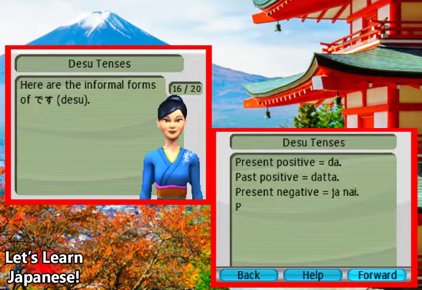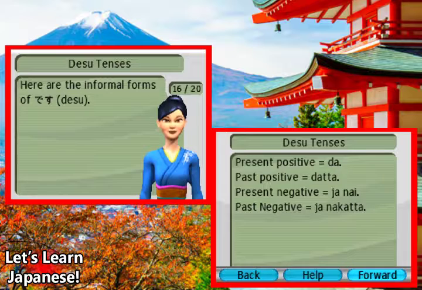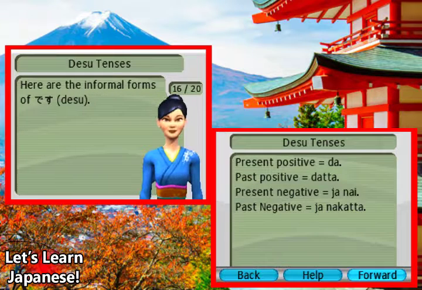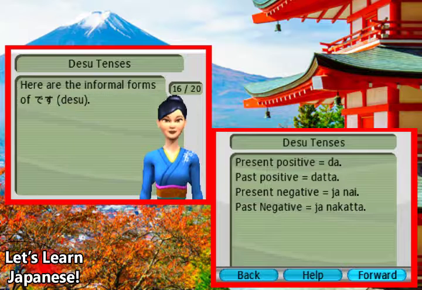Oh. Okay, so desu becomes da in the informal. Deshita becomes datta. Dewa arimasen becomes janai. And dewa arimasen deshita becomes ja nakatta.